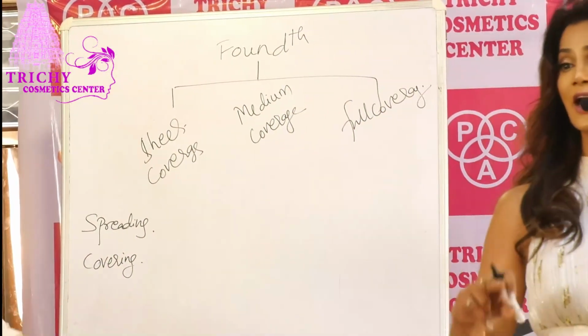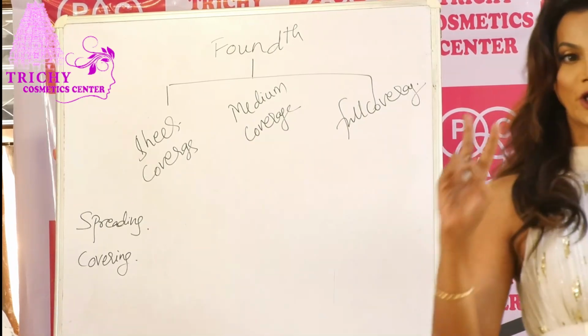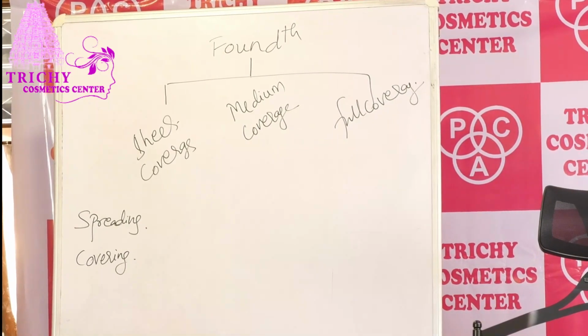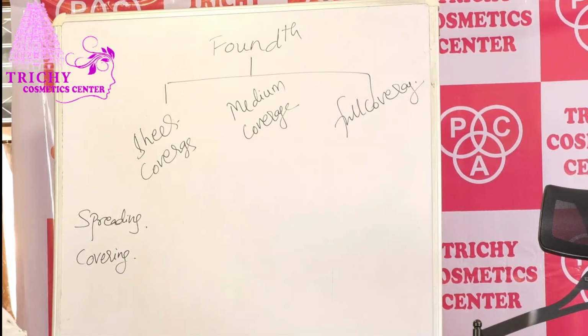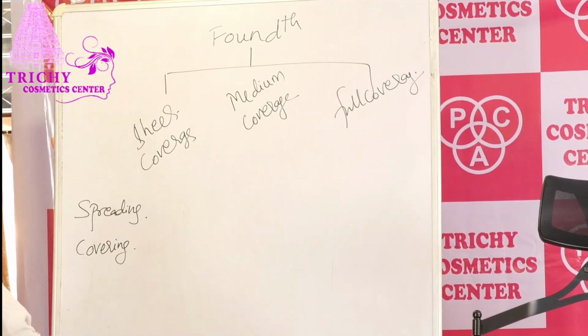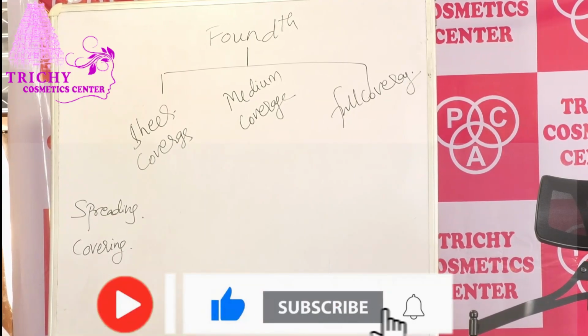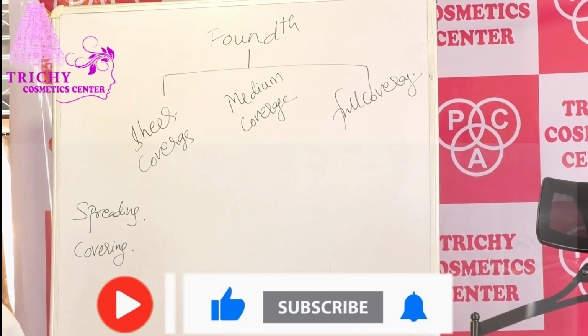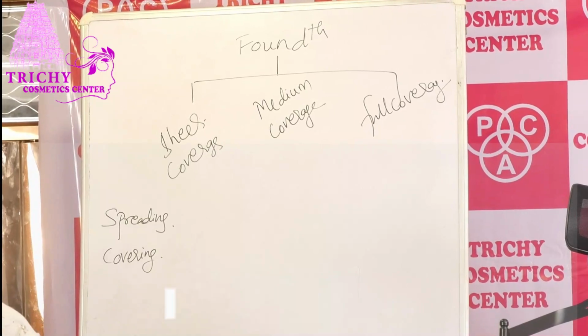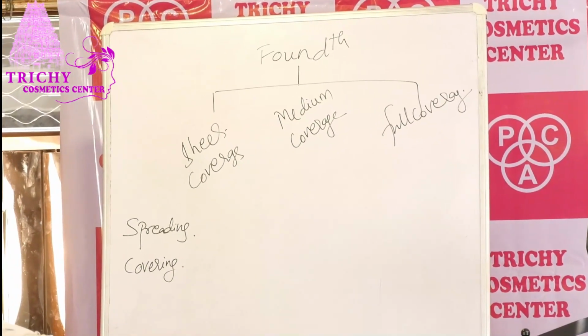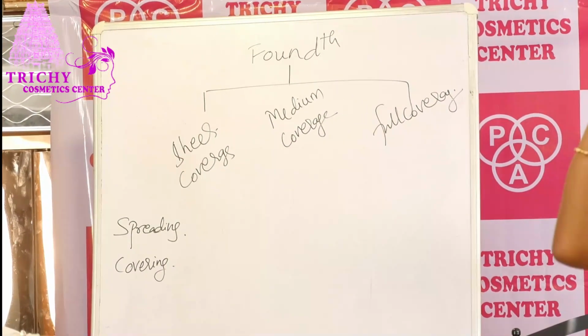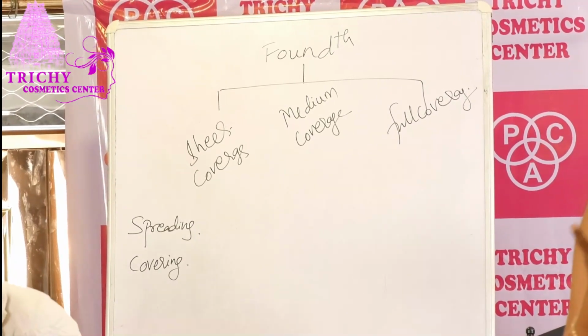So whenever you select any brand's foundation, you check two qualities. First, how does it spread? That is called spreading capacity. And second, how does it cover? Meaning if you have any marks, any scars, is it able to cover them? So it's on that basis. So we have to see two qualities, spreading and covering.